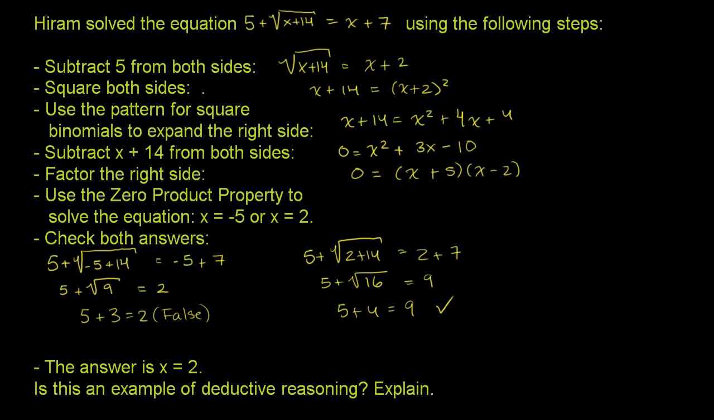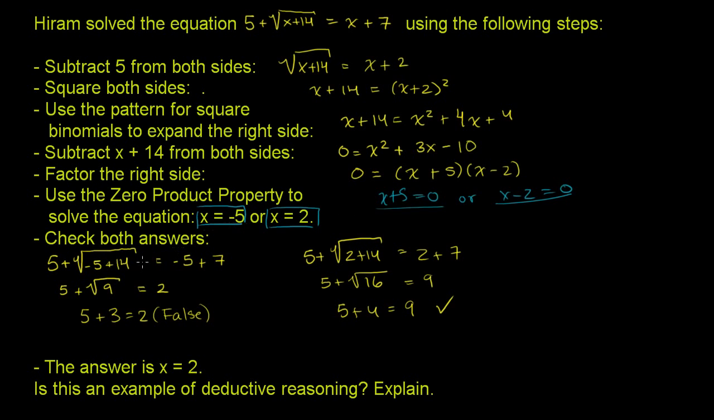Let me just write that down here. So all he did in this step is he says x plus 5 is equal to 0, or x minus 2 is equal to 0. From this, you get this right over here, because you subtract 5 from both sides. And then from this, you get that right over there. Then he checked both answers.